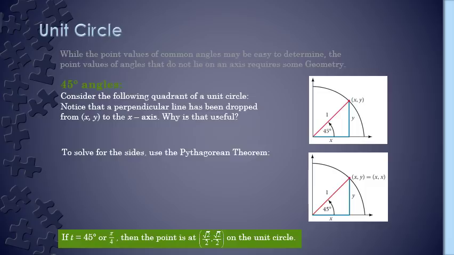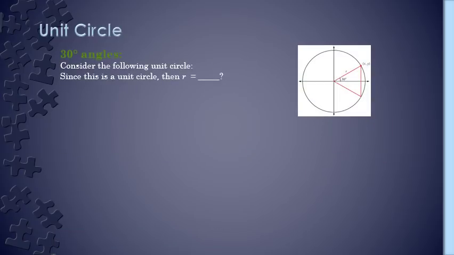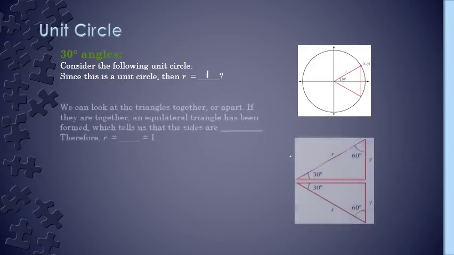So what our goal is, on the previous slide we saw some of the ones that seemed obvious to us that were right on the axes. We're trying to determine what are some of these point values on locations that are not on the axes. So let's look at a couple of other common ones. Now let's look at a 30-degree angle. If we look at the following unit circle, notice in my picture it says R, but because it is a unit circle, we can go ahead and fill that R in with a 1.